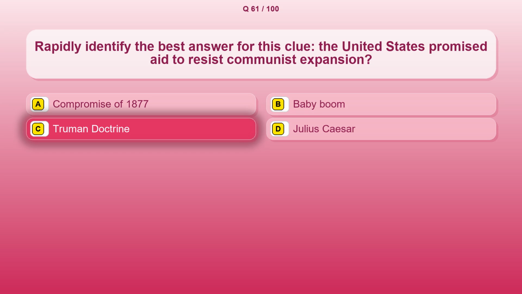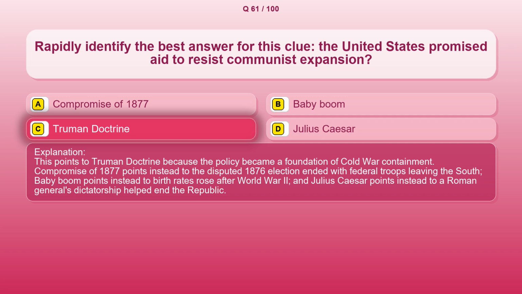The correct answer is option C, Truman Doctrine. This points to Truman Doctrine because the policy became a foundation of Cold War containment. Compromise of 1877 points instead to the disputed 1876 election that ended with federal troops leaving the South. Baby Boom points instead to birth rates rising after World War II, and Julius Caesar points instead to a Roman general's dictatorship that helped end the Republic.